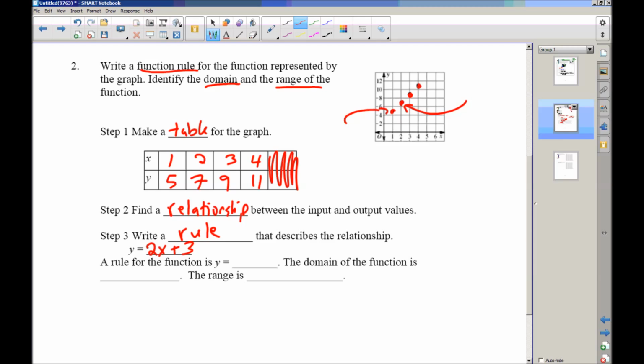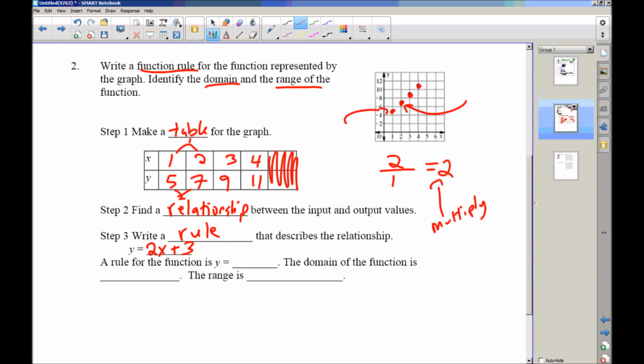Okay? Here's a trick for how I know that. You can see that the change between each x is 1, and the change between each y is 2. So if I take the change in the y's, or the outputs, and divide it by the change in the x's, I get what will be the multiply part. This is what we need to multiply it by.